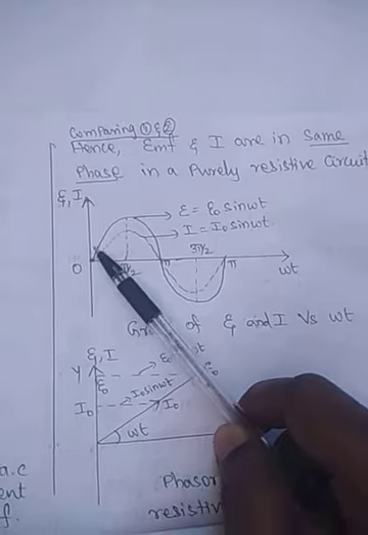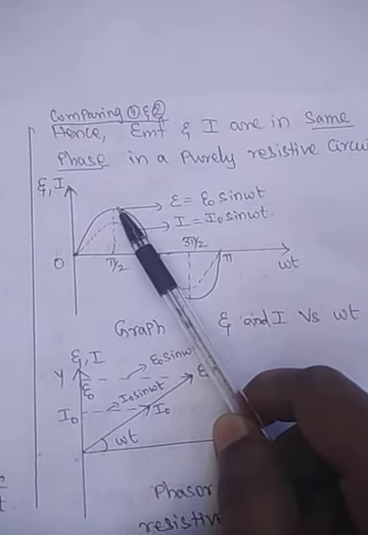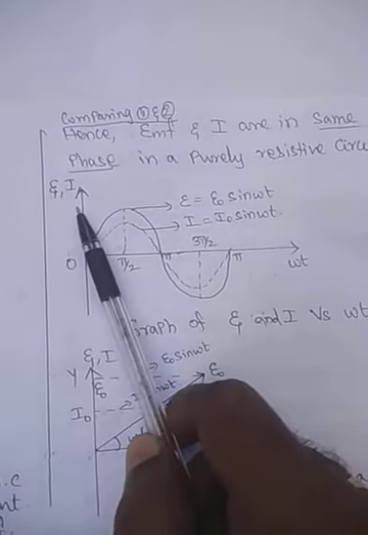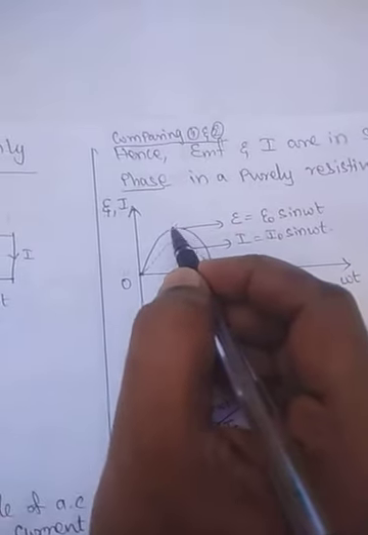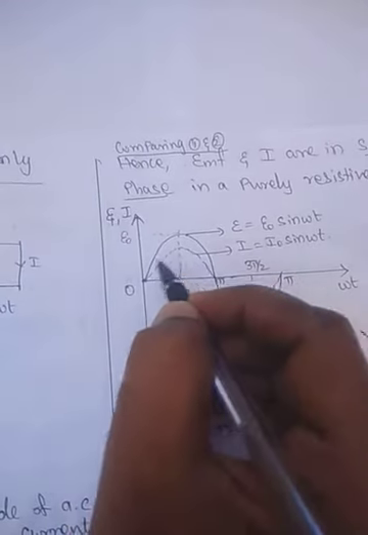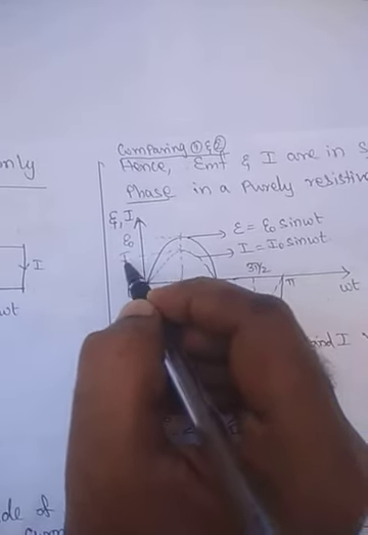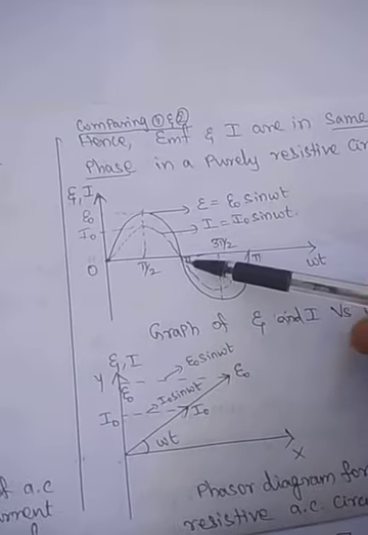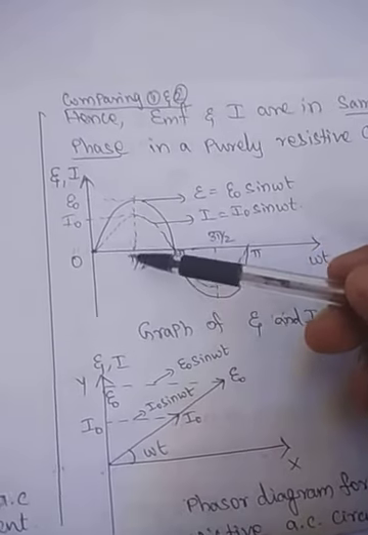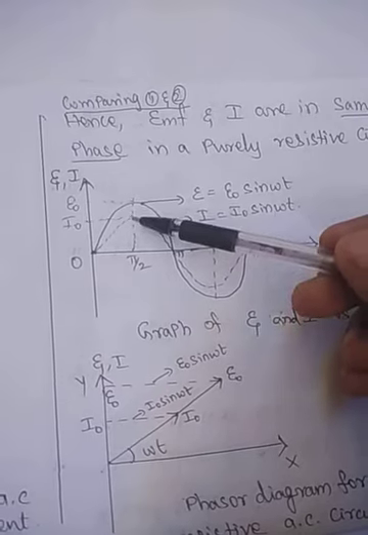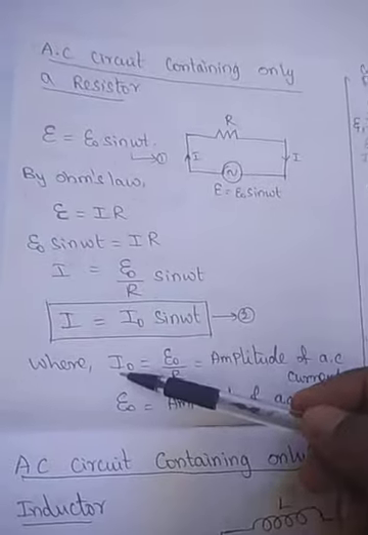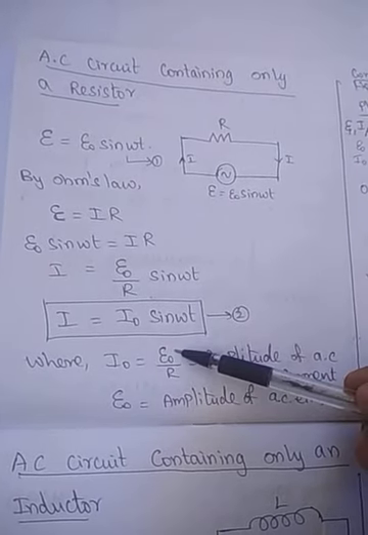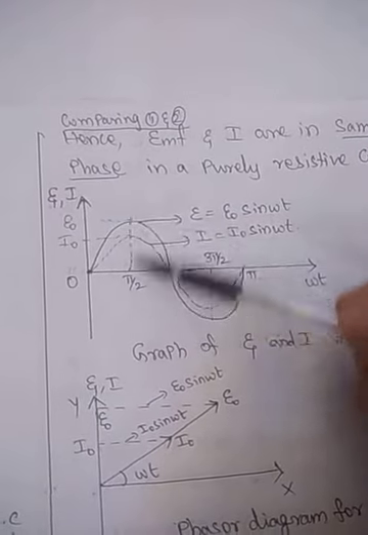So sin 0 is 0. Then for EMF, sin 90 gives E naught, so this value is the E naught value, and this value is the I naught value. Again at 180 degrees both become 0, but the amplitude of the current is less than the amplitude of the EMF, because the current amplitude is E naught by R, R times less than that of the EMF. So it will be lesser, but the angle will be the same.